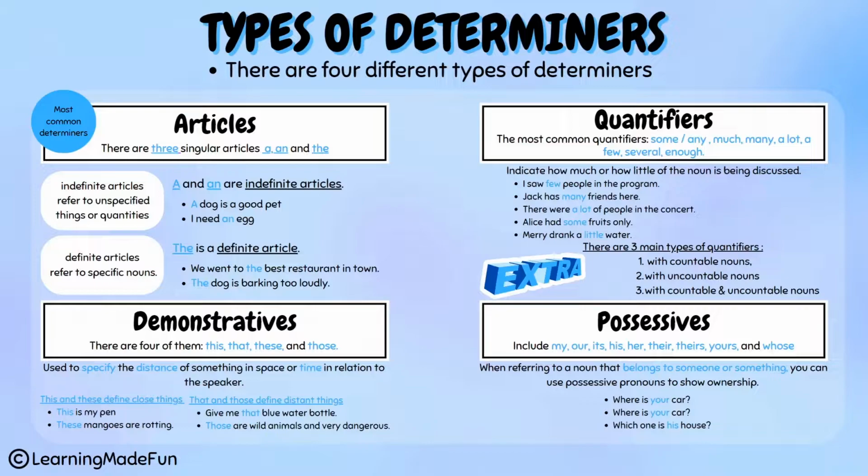Now, then there are definite articles, and those refer to specific nouns. So that's the opposite of indefinite articles. The is a definite article. So we went to the best restaurant in town. The dog is barking too loudly.